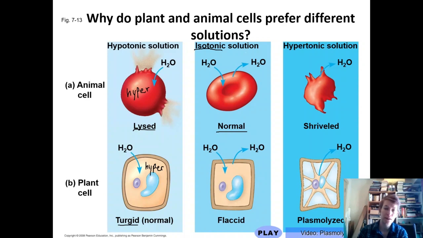Now in a plant cell, it's not going to be quite as firm in this situation. It will be flaccid, which means that it wilts. So a plant will wilt if you put it in an isotonic solution. It's not ideal for a plant.